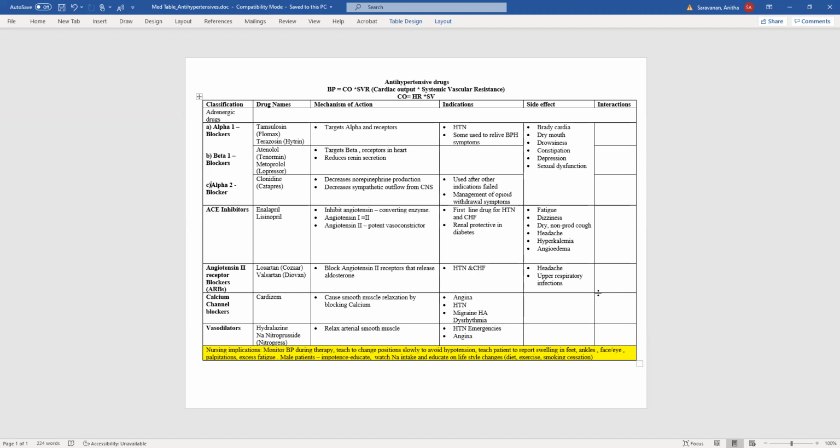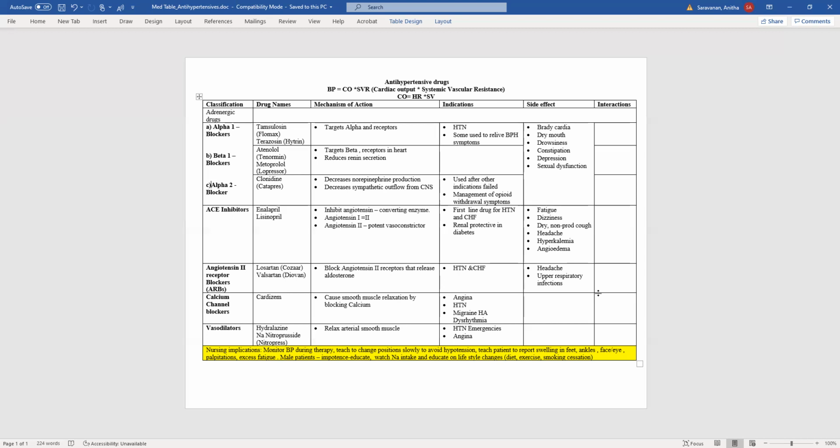So if you think of the alpha-1 blockers, they act on the alpha receptors of the blood vessels, that's the arterial walls, and thereby they help in treating hypertension. So examples of alpha-1 blockers are tamsulosin and terazosin. The ones that end with the "-sins" are alpha-1 blockers. They're also given to relieve BPH symptoms, that is benign prostatic hypertrophy.